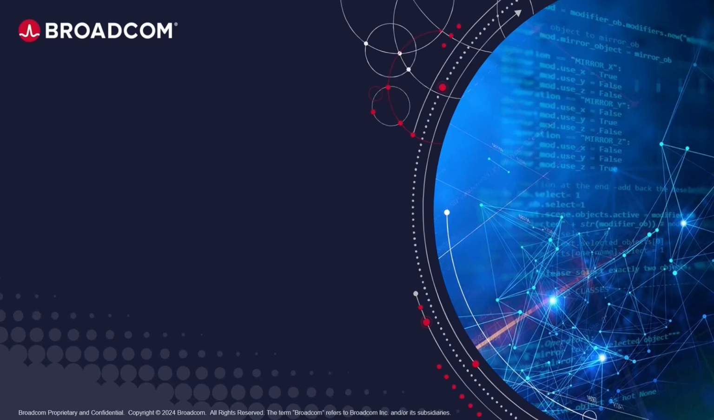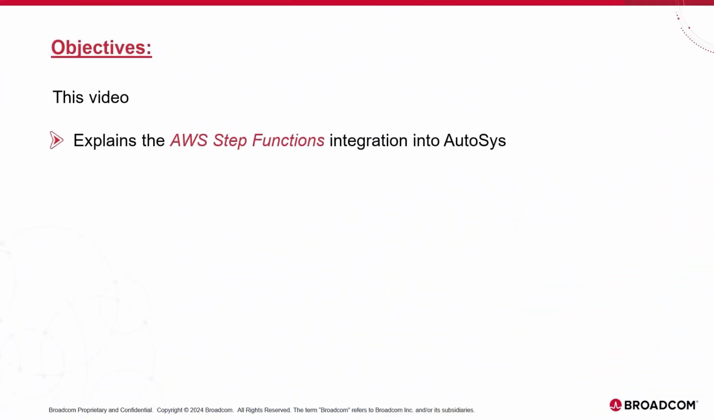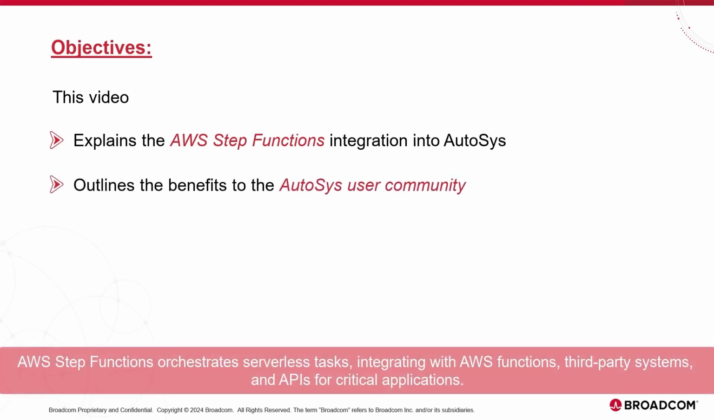Welcome to this video on AutoSys AWS Step Functions solution. In this video, we will explain the AWS Step Functions integration with AutoSys and what it brings to the AutoSys user community. AWS Step Functions is a powerful serverless orchestration service that seamlessly integrates with various AWS functions, third-party systems, and APIs to build business-critical applications.